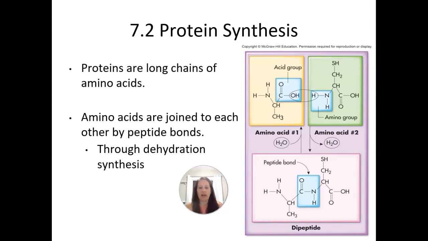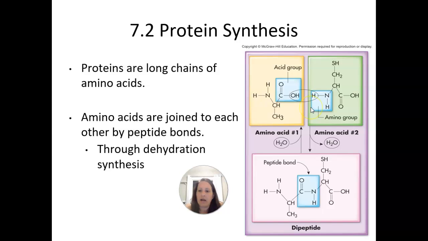Okay? Amino acids get joined together to form these long chains through a process called dehydration synthesis. In that process, something called a peptide bond is formed, and also water is removed. So let's take a look at this figure. So here is amino acid number 1. Doesn't matter its name, right? Just amino acid number 1. And here is amino acid number 2.